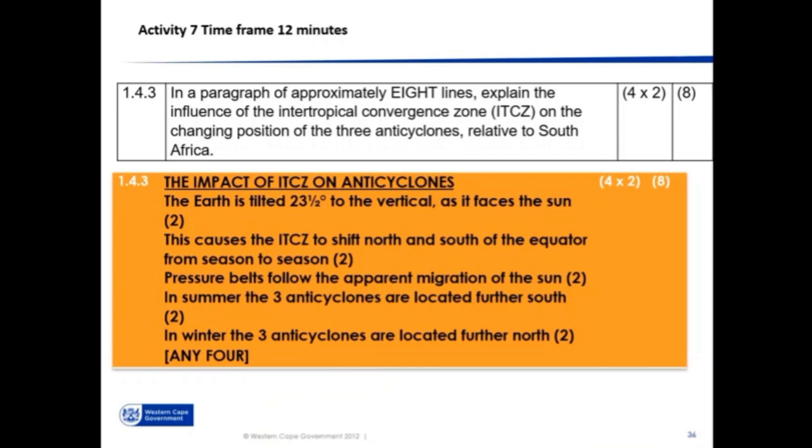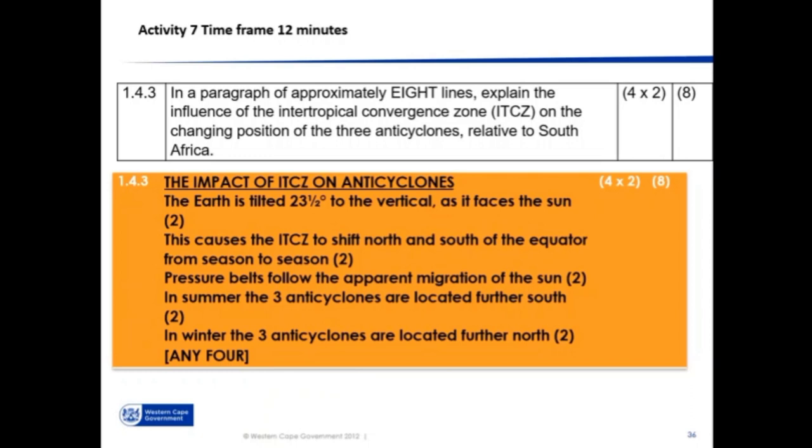Now what happens with the high pressures, those three sisters that we're talking about, the high pressure systems that we have? As the ITCZ moves north, those three high pressure systems also move north. Okay, now the sun goes over the equator. Now it stops at the Tropic of Cancer. So by June, the sun should be on the Tropic of Cancer, but what happens to the ITCZ? It also moves with the sun. That brings the three high pressure systems that we have over South Africa also north.